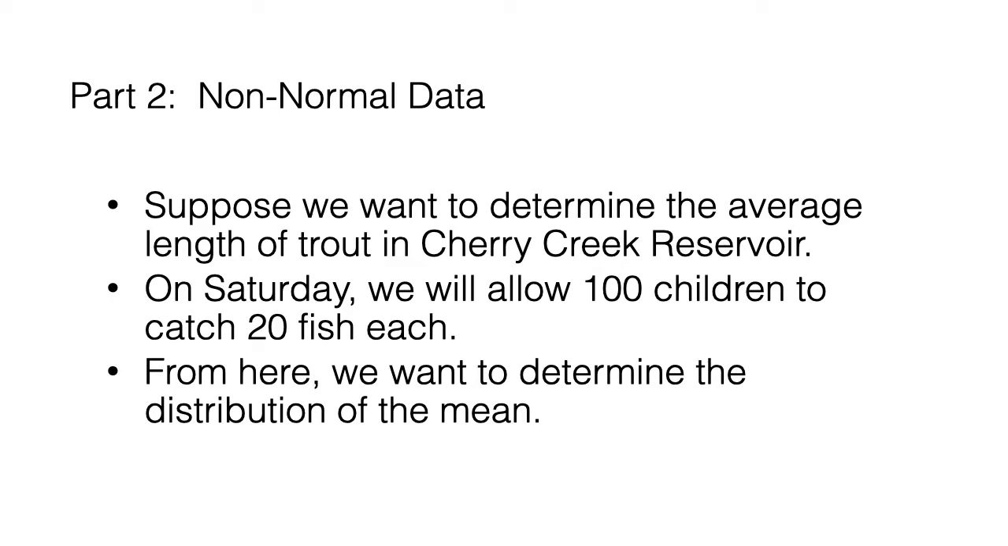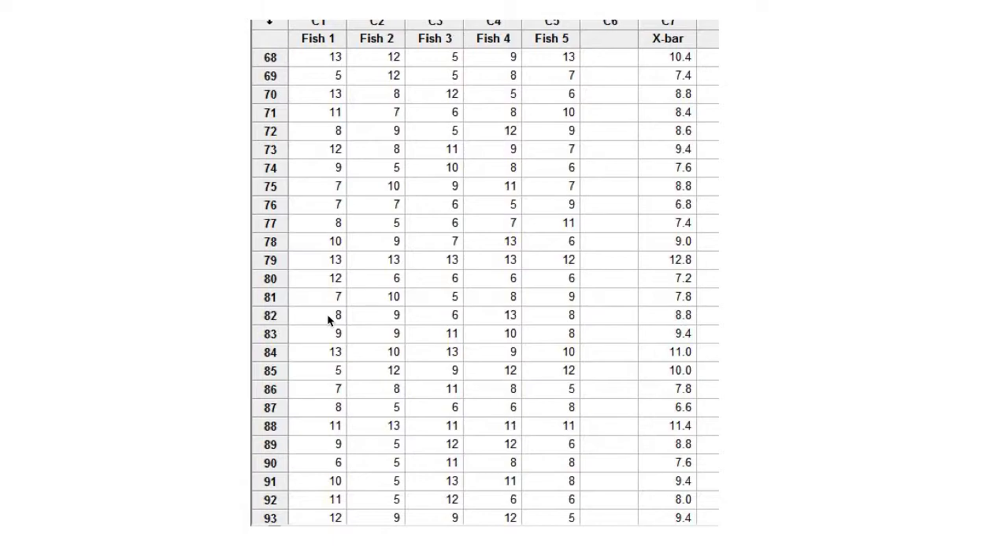So on Saturday, we allow 100 children to go out and do a little catch and release, and we are going to allow these children to catch some fish. Now this does say 20, this should be 5 for right now. So we're going to allow them to catch 5 fish. So again, I did a simulation, and here is a snapshot just to note that here are the lengths of the first 5 fish. This was a catch and release, by the way. So we have to have that release each time we go from one sample to the next sample. And then again, here is our x bars.